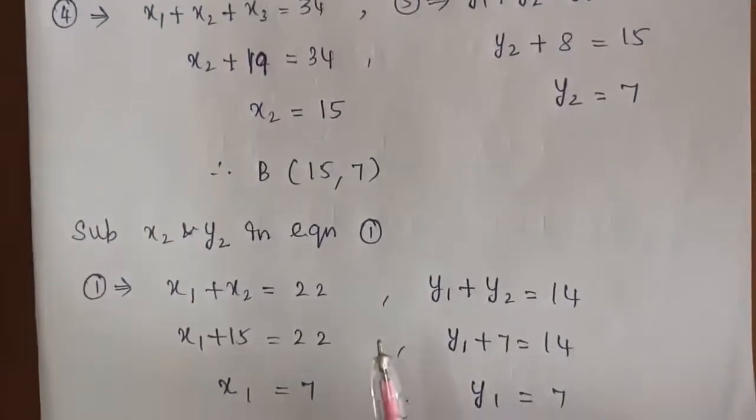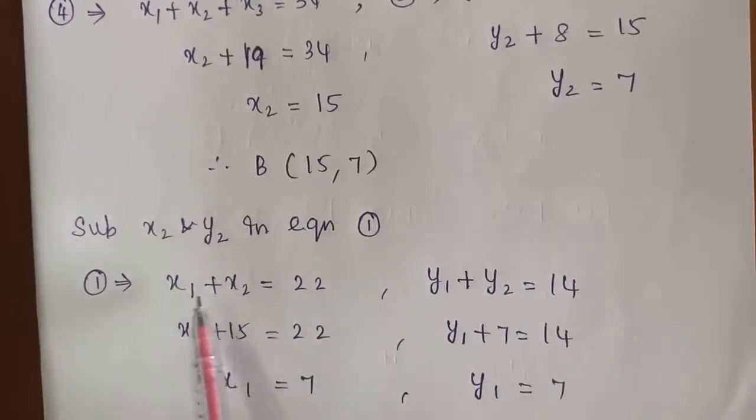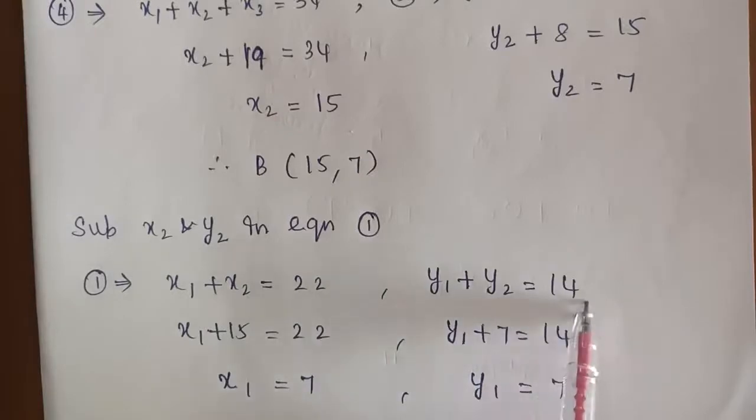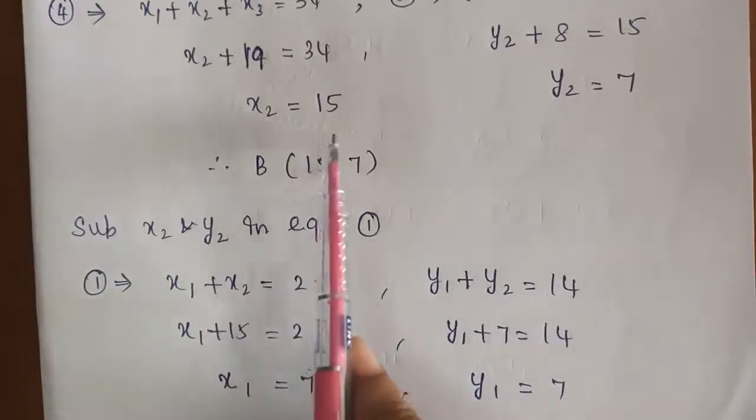So substitute x2 and y2 values in equation 1. So equation 1 implies x1 plus x2 is equal to 22, y1 plus y2 is equal to 14. We already found the value of x2. x2 is 15.